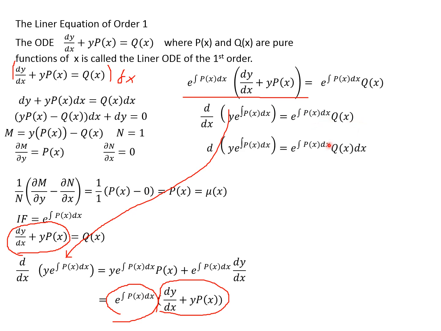Transferring the dx, you get d of y e to the integral of p(x) dx equals e to the integral of p(x) dx q(x) dx. Integrating both sides now gives you y e to the integral of p(x) dx equals the integral of e to the integral of p(x) dx q(x) dx plus c.